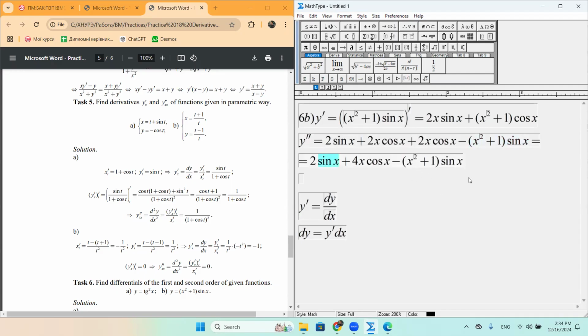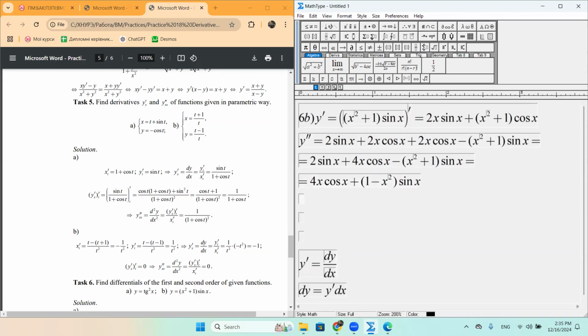Okay, I can move sine out of brackets. Maybe it will be a little bit simpler. Why not? Let me try. So 4x multiplied by cosine of x plus 2, so 2 minus x minus 1. So plus 1 minus x in power of 2 multiplied by sine of x. Basically, that's what we can simplify. And we can't simplify anything more.